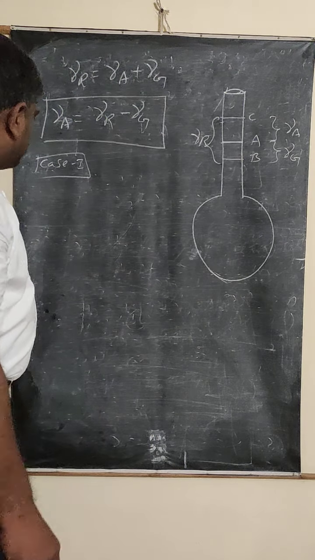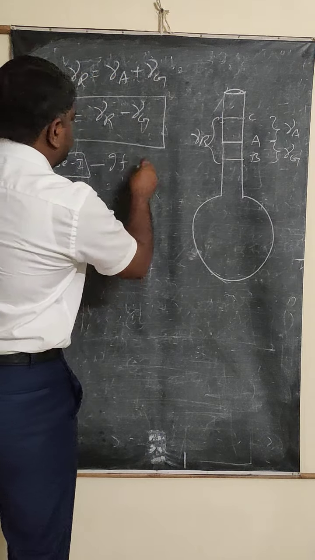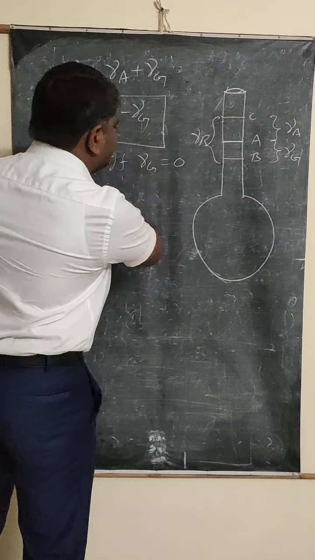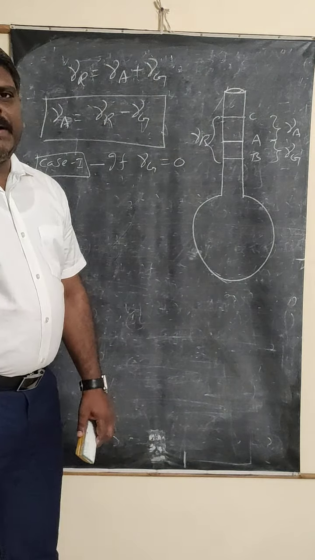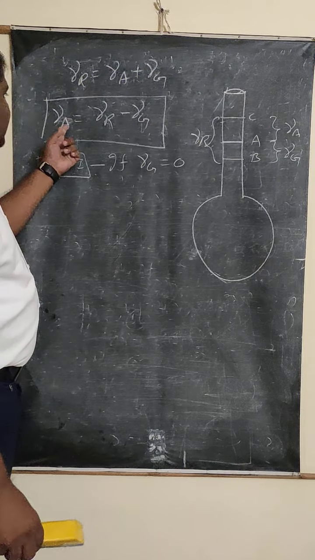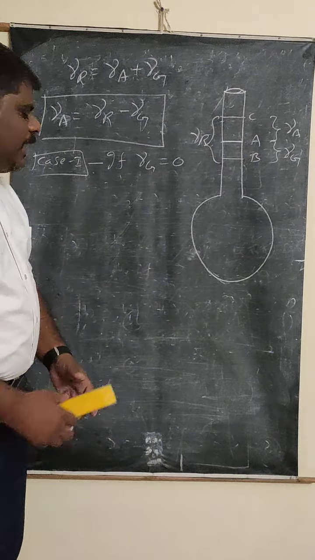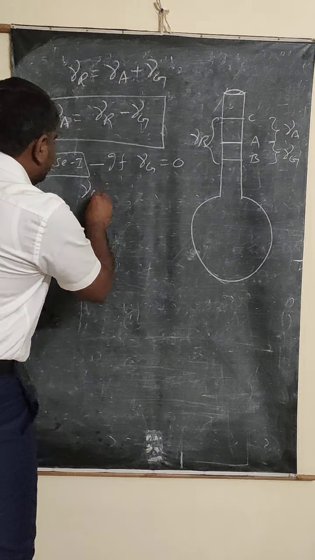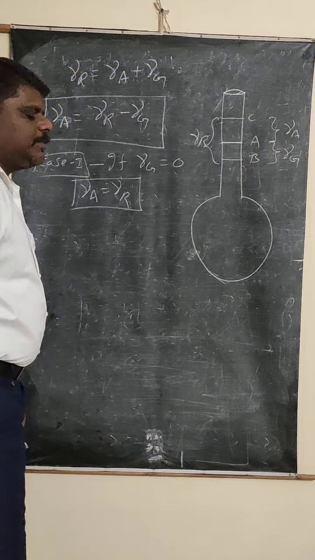Okay, now, case 1. What is case 1? We will explain that. If gamma G is equal to 0, what happens? If gamma G is equal to 0, on that condition, gamma A is equal to gamma R. That means gamma A is equal to gamma R. This is the condition that takes place.